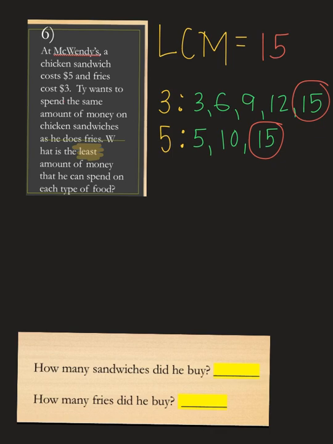So in our answer, we got to go back to the question, figure out our units. What is the least amount of money? So money is in dollars. So $15 is the least amount of money he can spend. Then how many sandwiches did he buy? So if each sandwich costs $5 and the total cost for sandwiches was $15, well, 15 divided by 5 means he can buy 3 sandwiches.